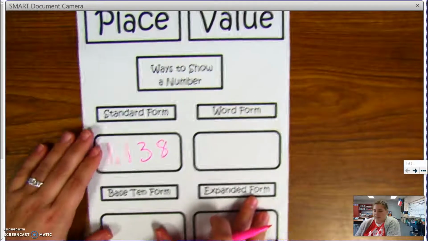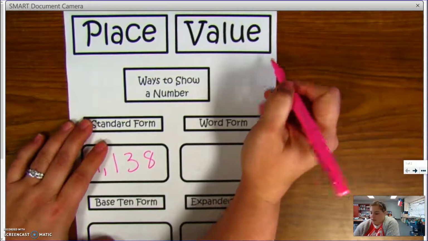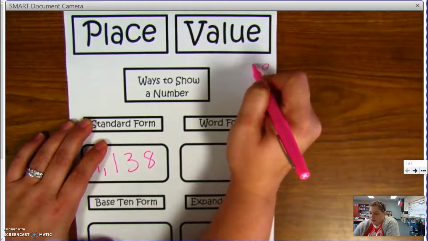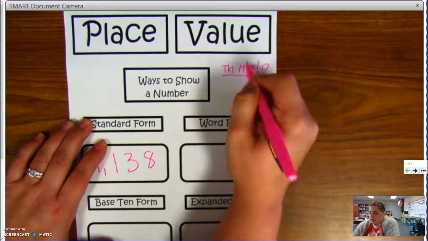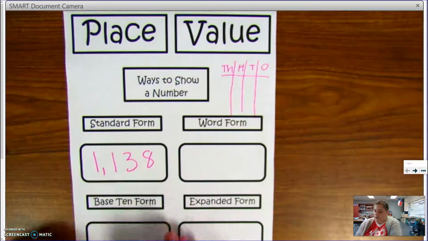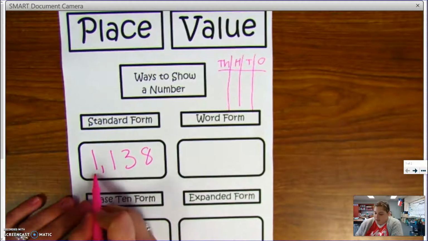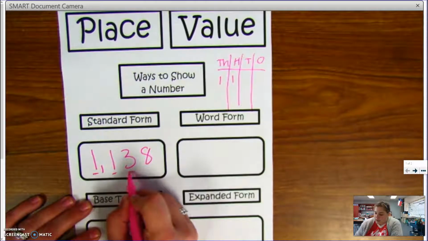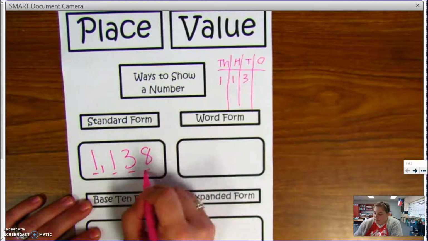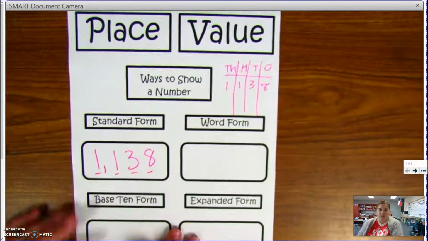And I'm going to go ahead and make a place value chart on my paper to help me remember that. Ones, tens, hundreds, and thousands go next. Place value, place value, place value is the best. I see I have 1,000, 100, 3 tens, and 8 ones.